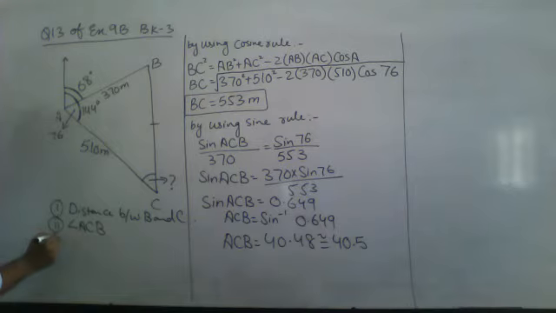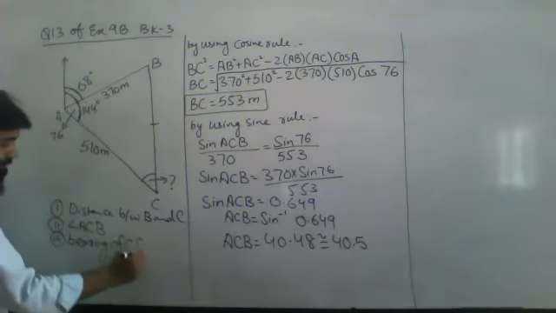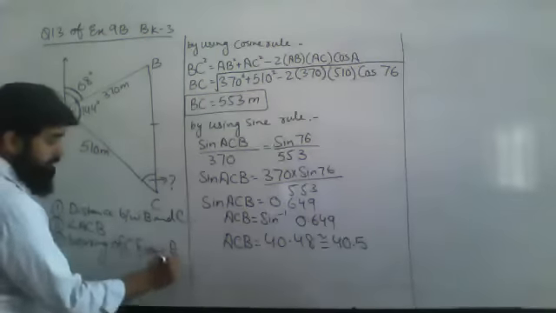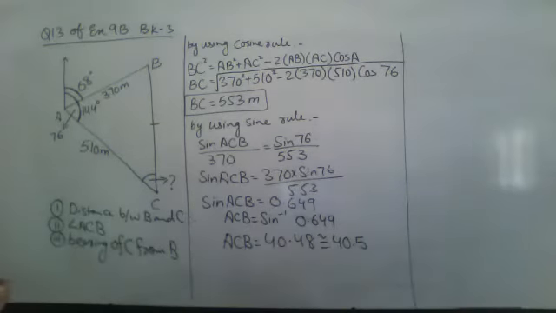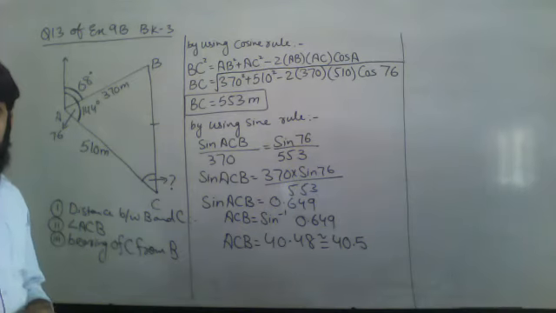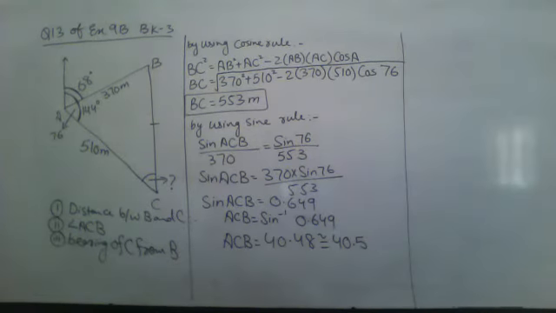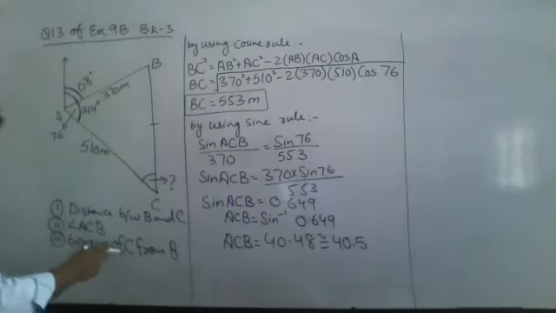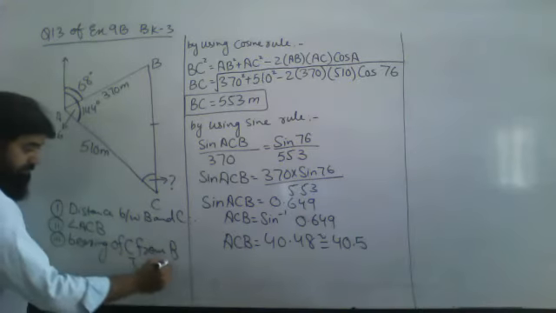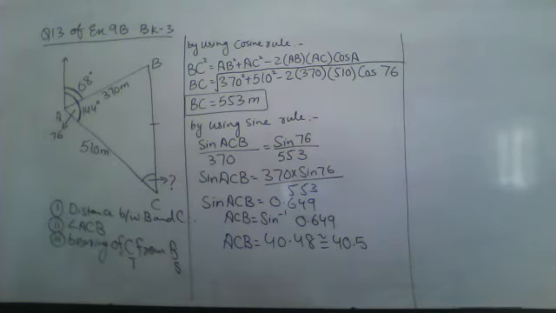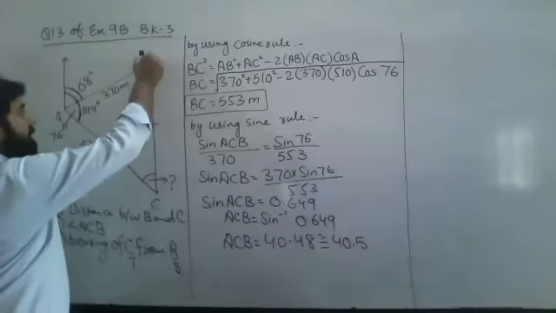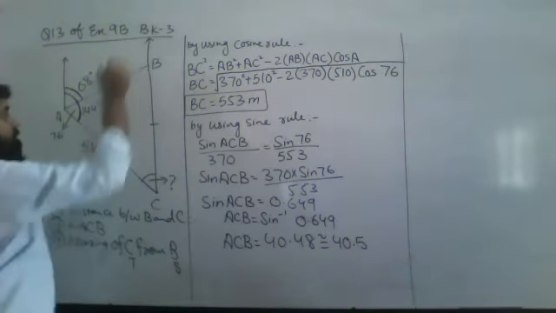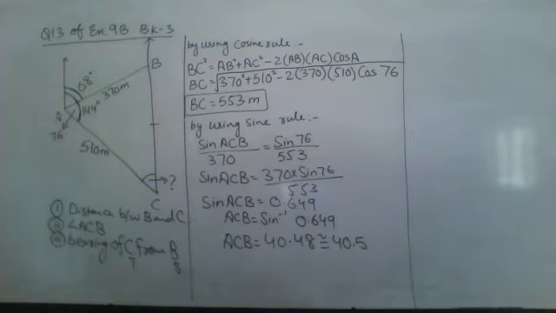Third part, in the third one I have to find the bearing of C from B. So C is my target, B is my source. So I will draw a knot over here. First of all, I will draw a knot over here.